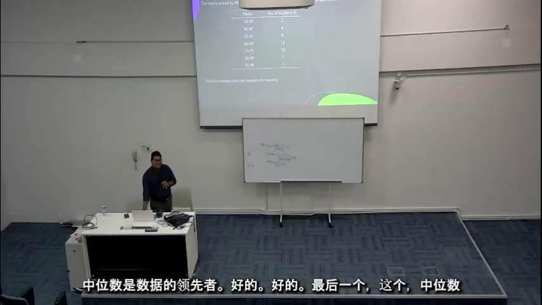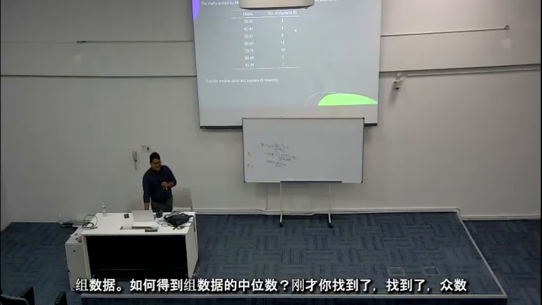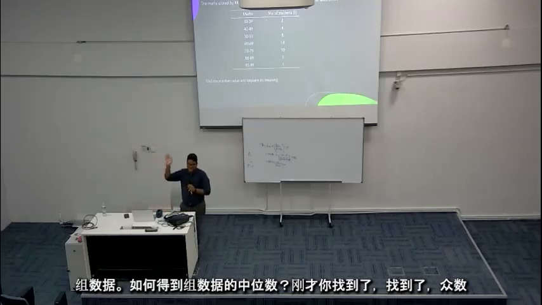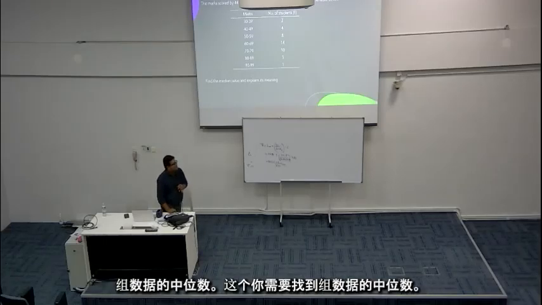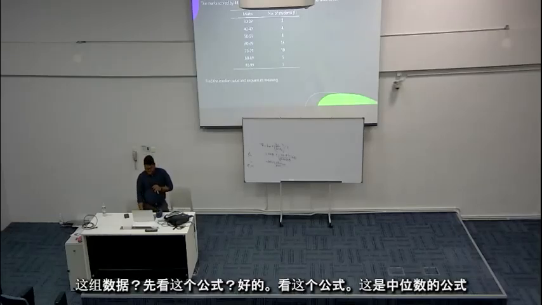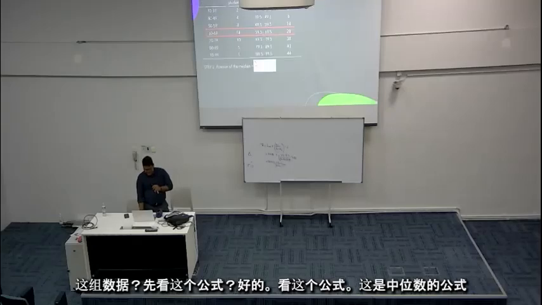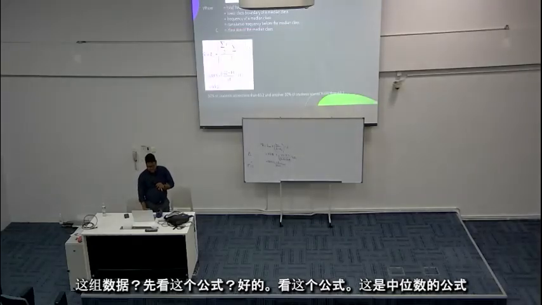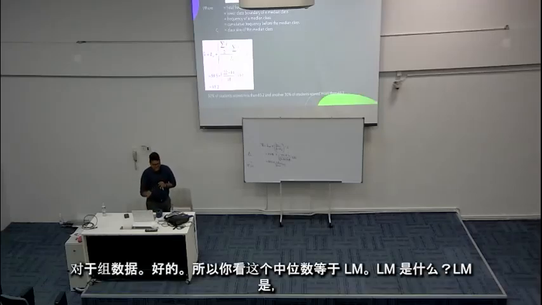Alright, so the last one is the median for the group data. How do we get the median for the group data? Just now you found the mode for the group data. This one you need to find the median for the group data. See this formula first. This is the formula for the median for the group data.